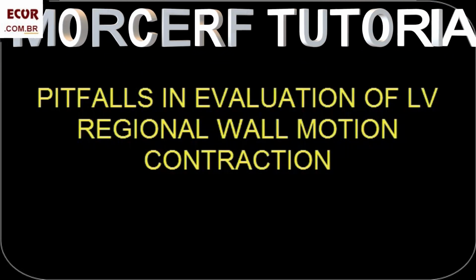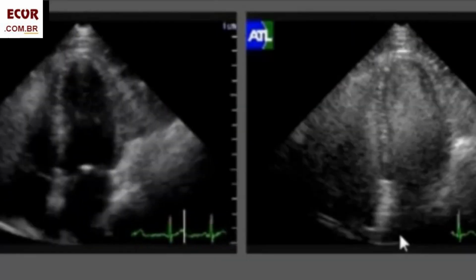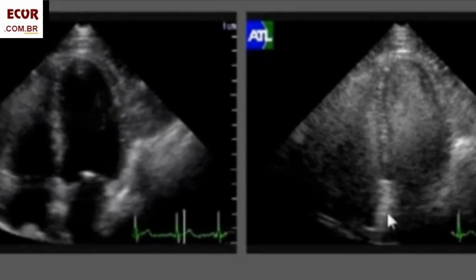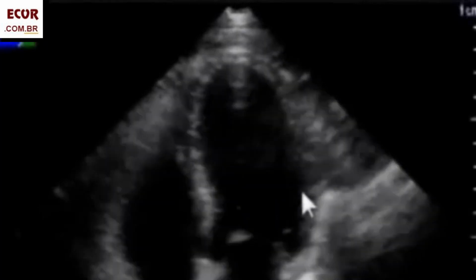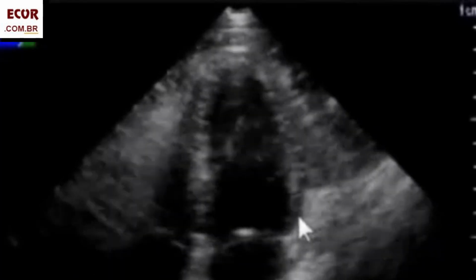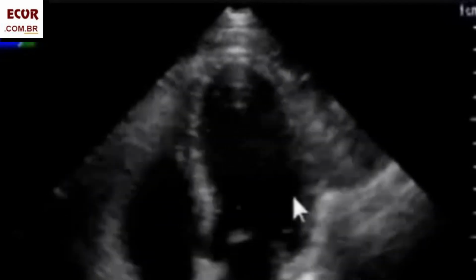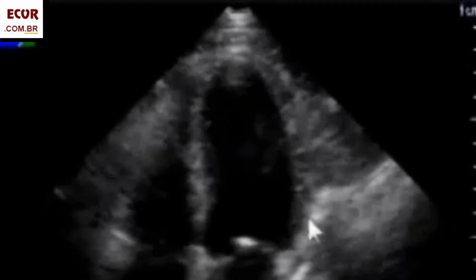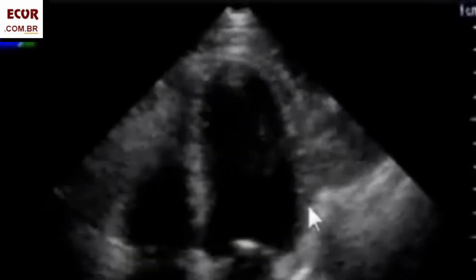Let's analyze the main sources of errors for the evaluation of wall motion abnormalities. The first usual problem is to identify the endocardial borders of the walls in an apical view. If you look here, you may think that this is all the lateral wall. The impression that we have is that it is moving apically at each systole, but it's not thickening properly. Since we should analyze thickening rather than movement, we would say that this wall is hypokinetic.